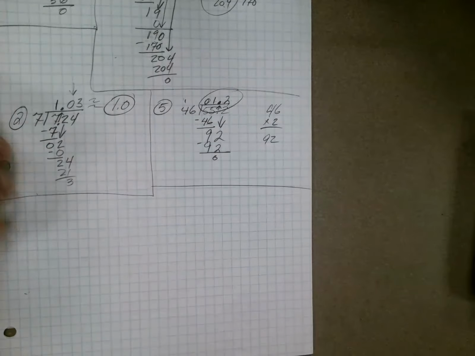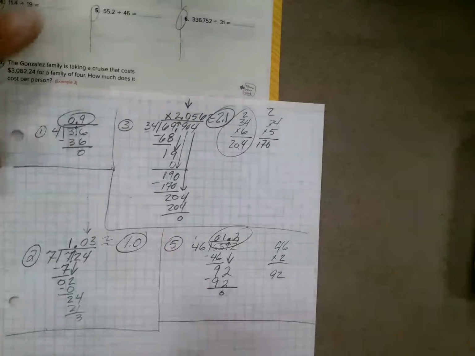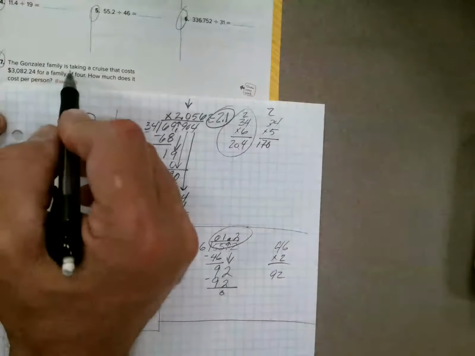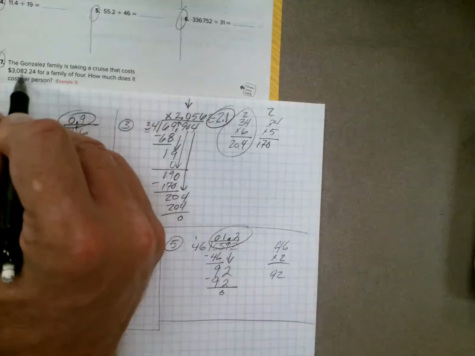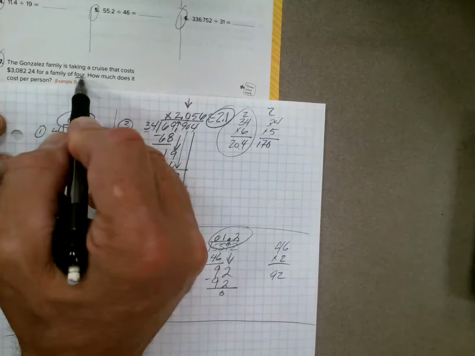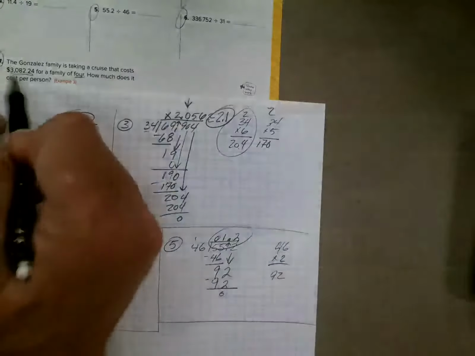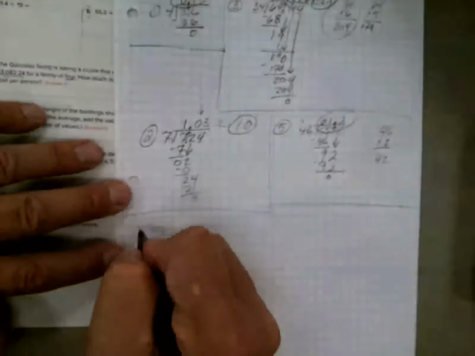Okay. All right, guys, let's take a look at number 7. We have a nice little word problem here. The Gonzalez family is taking a cruise that costs $3,082.24 for a family of 4. Let's underline that. How much does each person cost? So we need to divide that up by 4. Okay, no problem.